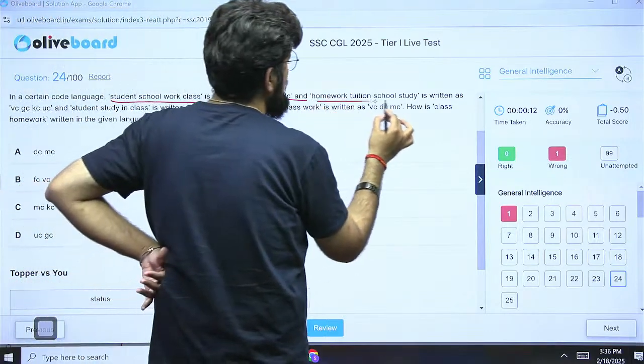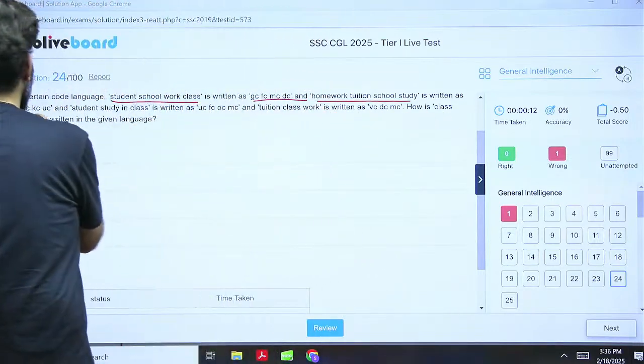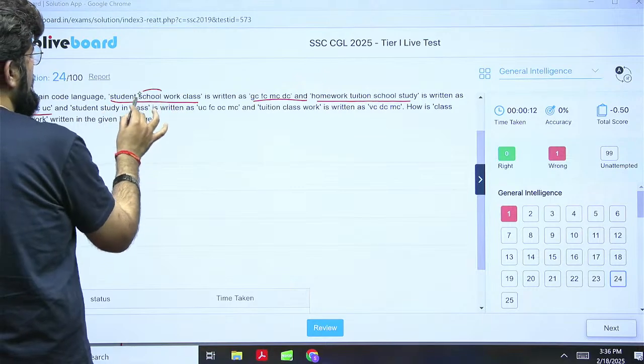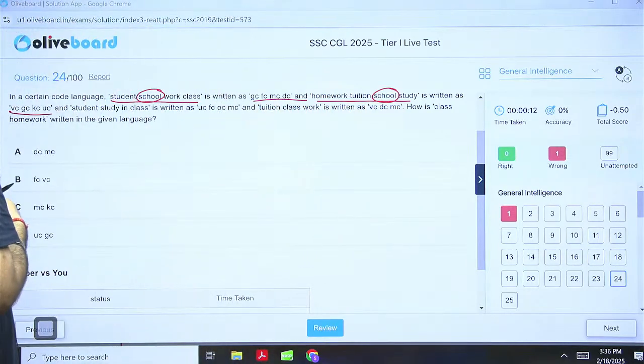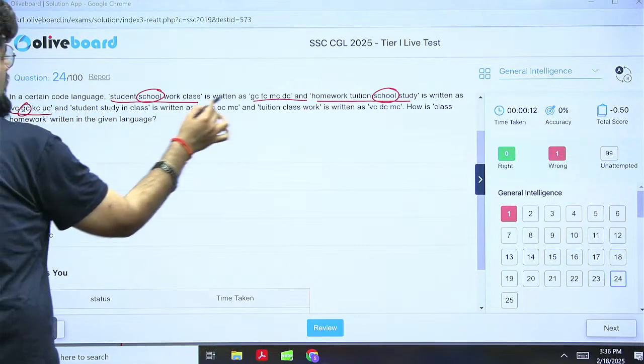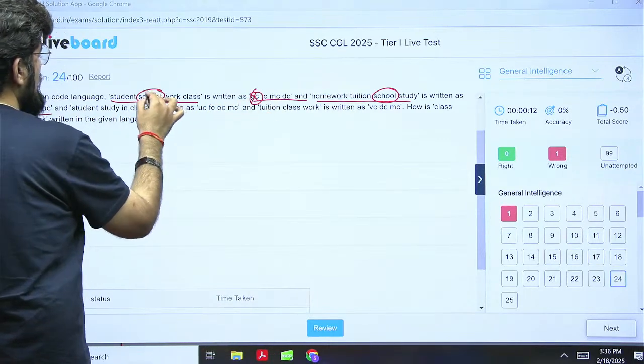So homework tuition school study is written as this. From here we can only find out the code for school. The code for school is GC, FC, MC, DC. GC is the code for school. So this gets eliminated. We don't need this.